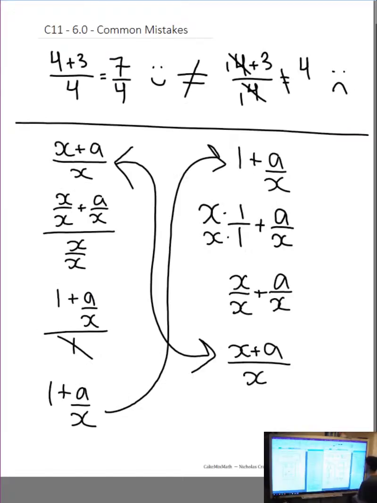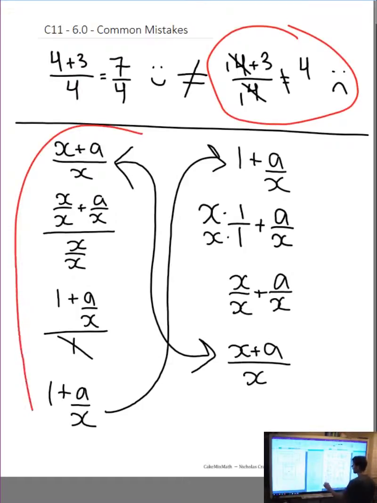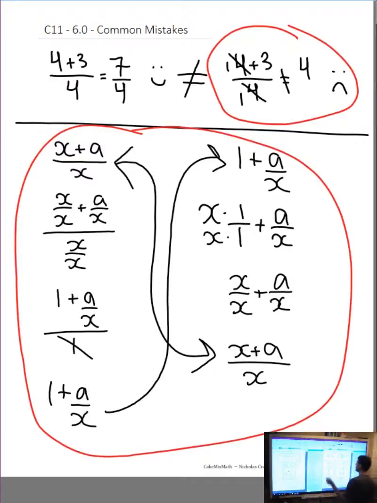Common mistakes. Top right, we cannot do this. Just don't do it. You can't do it. If you did try, you just have to re-add and subtract fractions, and you're right back where you were. Top right, big red. Don't do it. Just don't. Can't do it.